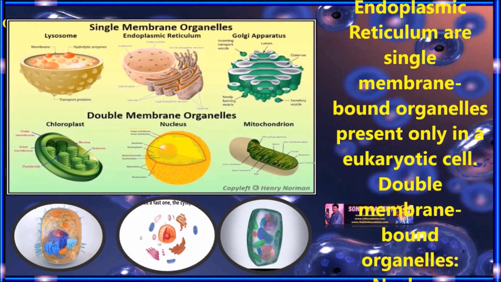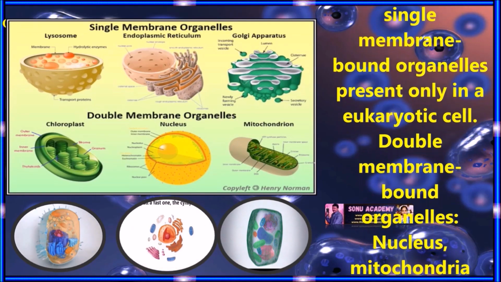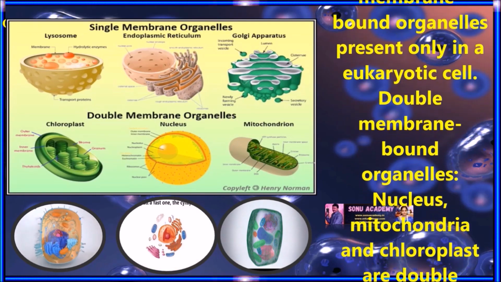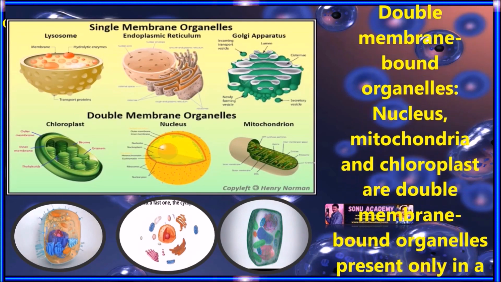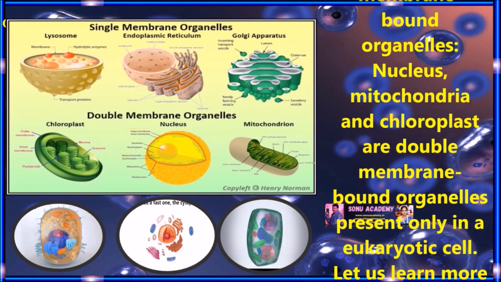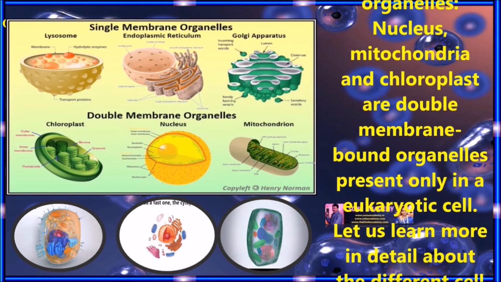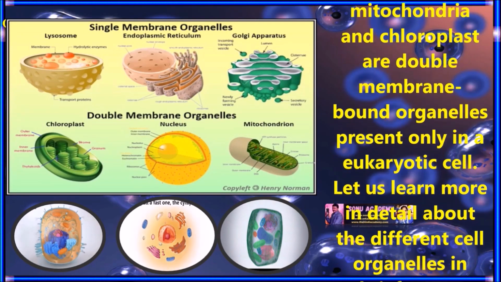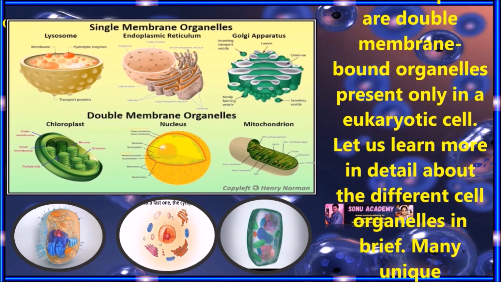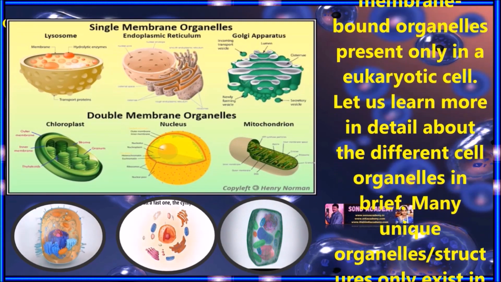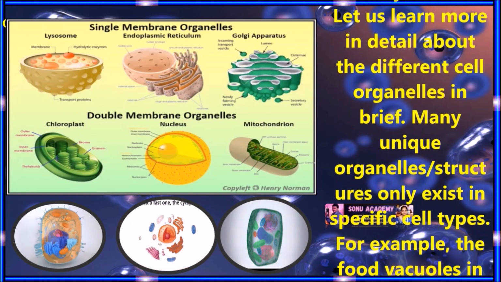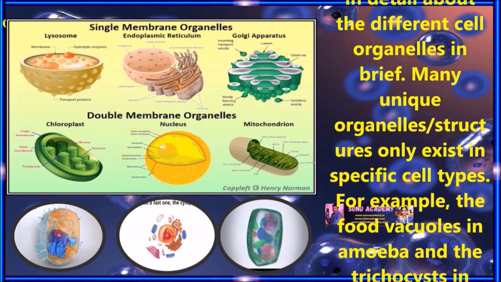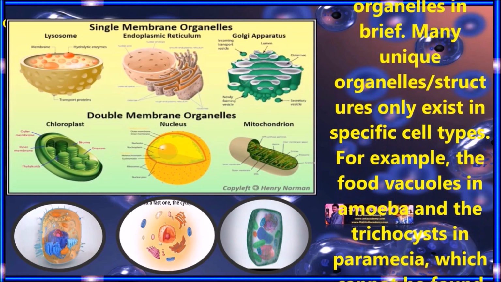Single cell membrane bound organelles. Vacuole, lysosome, Golgi apparatus, and endoplasmic reticulum are single membrane bound organelles present only in a eukaryotic cell. Double membrane bound organelles. Nucleus, mitochondria and chloroplast are double membrane bound organelles present only in eukaryotic cells. Let us learn more in detail about cell organelles in brief.